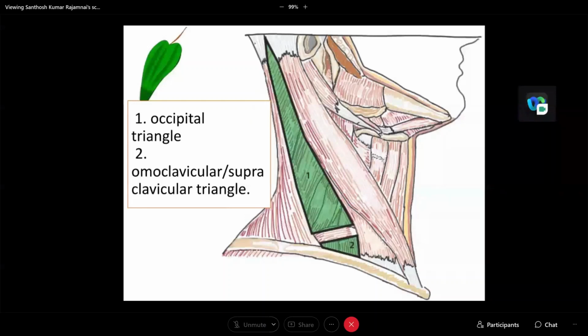Here is the posterior triangle, which is divided into 2 triangles. The upper part of the posterior triangle is called the occipital triangle, and the lower part is called as supraclavicular triangle, also called omoclavicular triangle. Old books will call it omoclavicular triangle. So this is what it looks like, and it's divided by the omohyoid muscle.